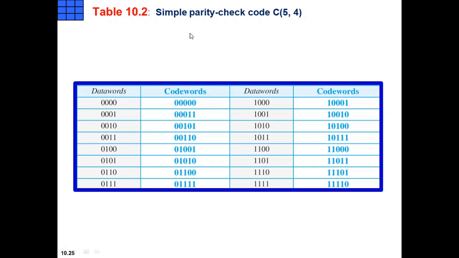And this is called a simple parity check code. And how do they represent it? They represent it as C(5, 4). That means what is your code word size? Code word size is 5. What is your data word size? Data word size is 4.